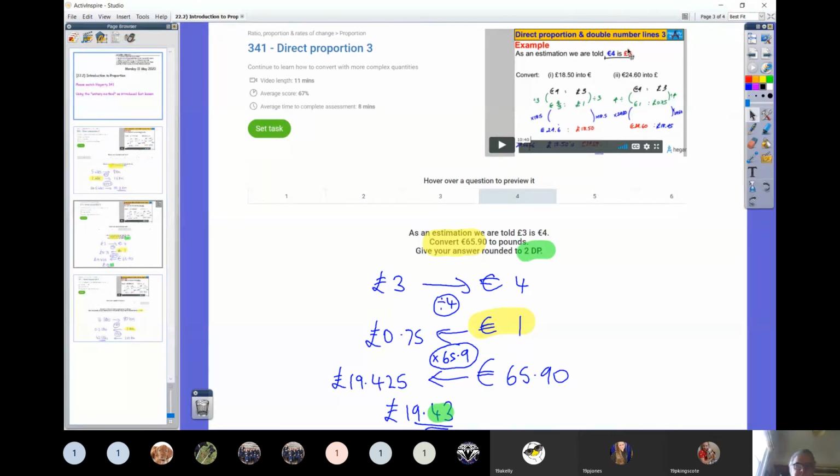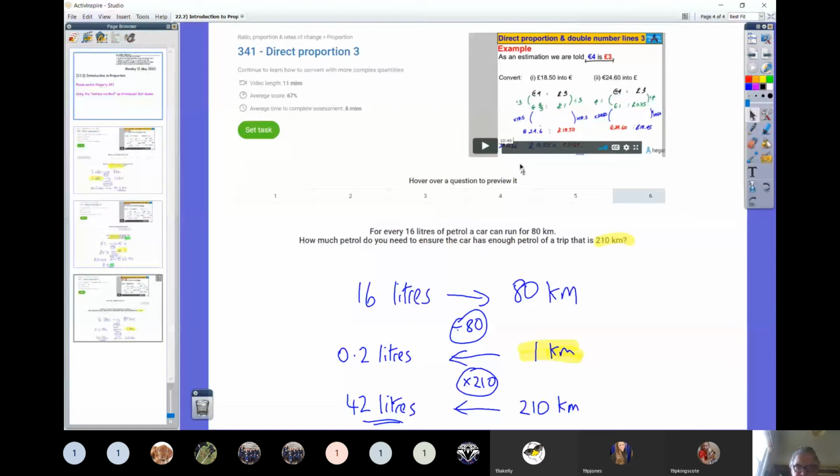So, just one more example before I let you loose. Similar idea, we're told that 16 litres equates to 80 kilometres. It is the kilometres that we need to be starting with. How much petrol do you need to ensure the car has enough petrol for a trip of 210 kilometres? So we need to get back to 1 kilometre. So to get back to 1 kilometre, we divide by 80. That takes us from 80 kilometres back to 1 kilometre. We don't need to work out how much 1 litre is. That's not the way the question is phrased.